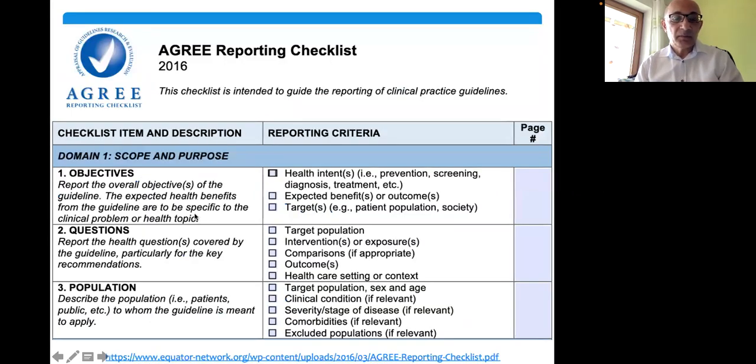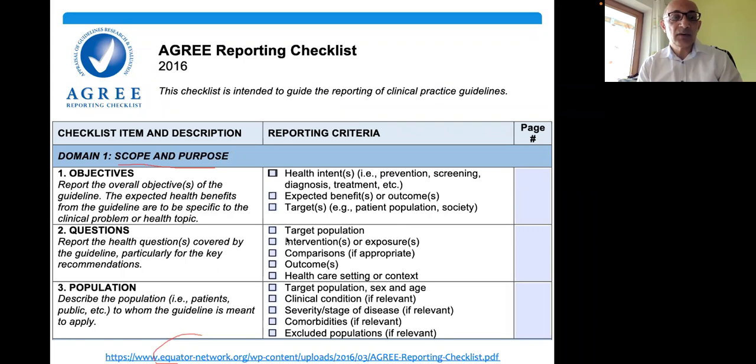Here is a screenshot from the AGREE checklist. You can find this and many other guidelines on reporting on this web page, equator-network.org. And you see it starts with the domain scope and purpose. Under this scope and purpose, we have the objectives, questions, and population, and which criteria should be included when writing the objectives of a guideline, or writing the questions of a guideline, or defining the population of the guideline. So here you have the checklists.